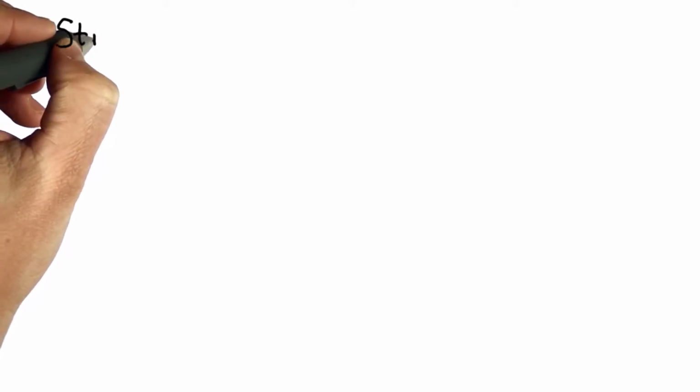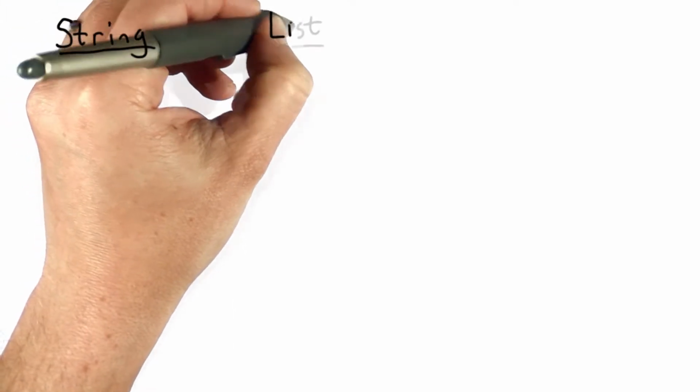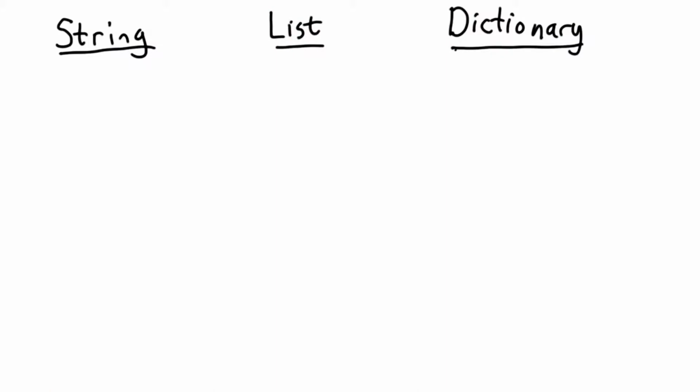So far, we've seen two complex types in Python. We've seen the string type, and we've seen the list type. Now we're going to introduce the dictionary type. So there are many things that are common between these three. There are other things that are different.